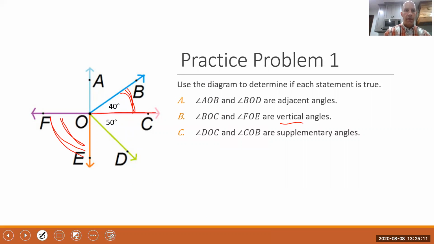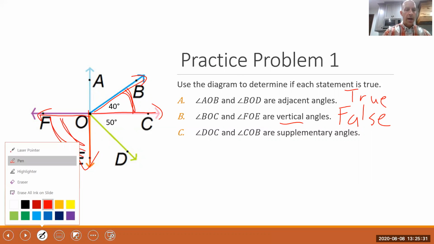The opposite ray of this side is this side, so those are opposite rays. But what about this one? Is this ray, this side, opposite this one? Nope. So this one's false. Oops, I erased my true on the first one.